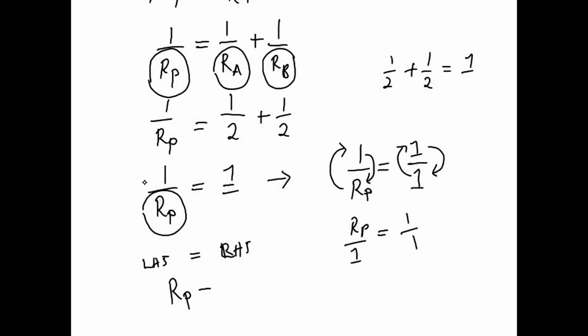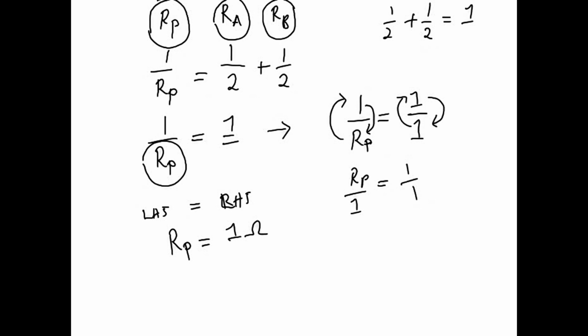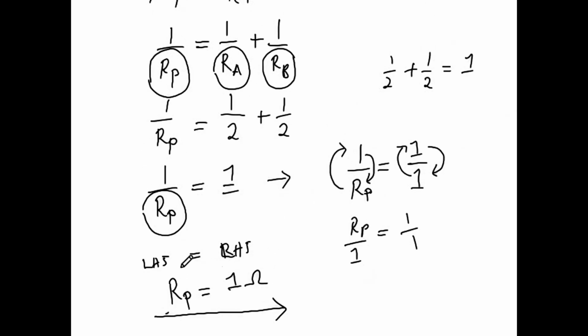1 divided by 1 is 1. This means that the value of RP equals 1 ohm. I hope that is clear. So now we have found the effective resistance of those two light bulbs. Because they are connected in parallel, their effective resistance is much lower than the resistance that they actually each have.